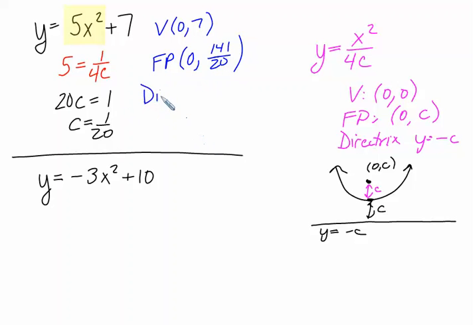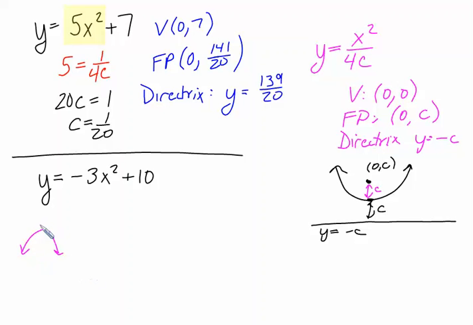And the directrix would be down 1/20th from our vertex. So the directrix would be at y equals 139 over 20. Let's move on to our next problem. But notice in this problem the negative coefficient attached to the x squared. That means that in this particular scenario, the parabola is opening down.